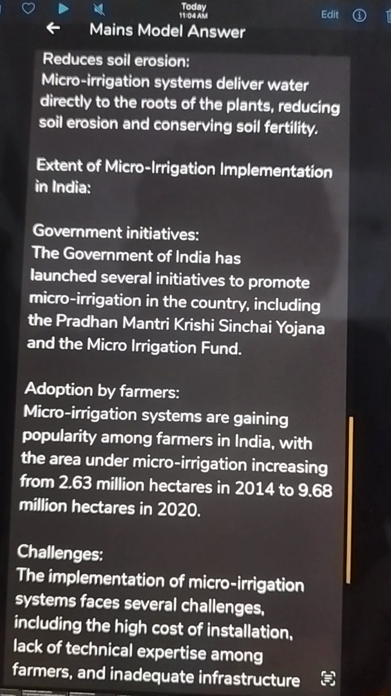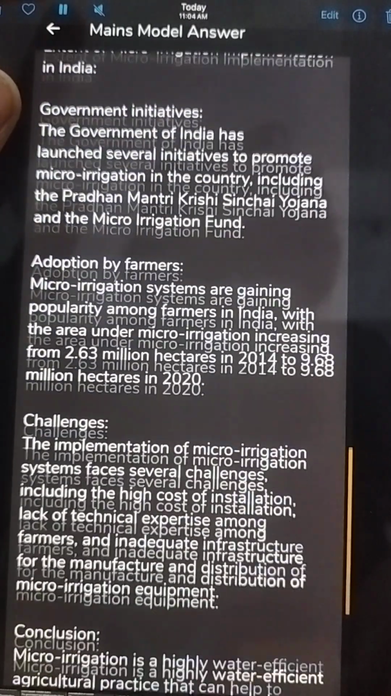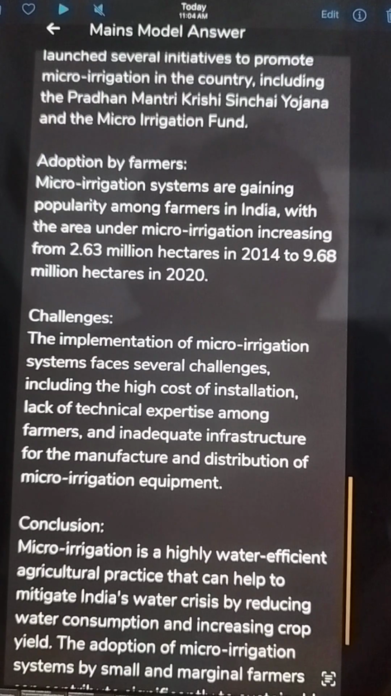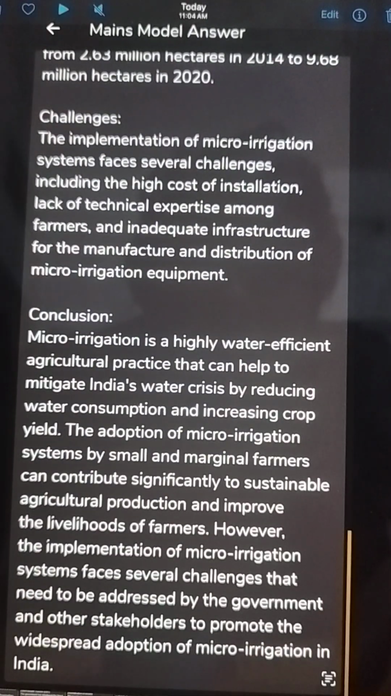Then challenges. The implementation of micro irrigation systems faces several challenges, including the high cost of installation, lack of technical expertise among farmers, and inadequate infrastructure for the manufacture and distribution of micro irrigation equipment.